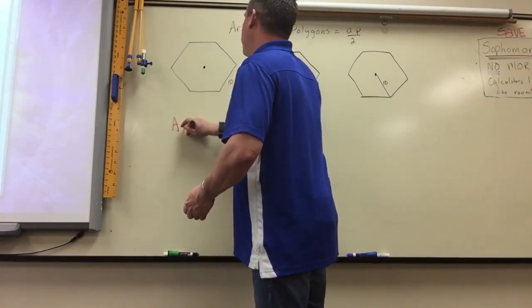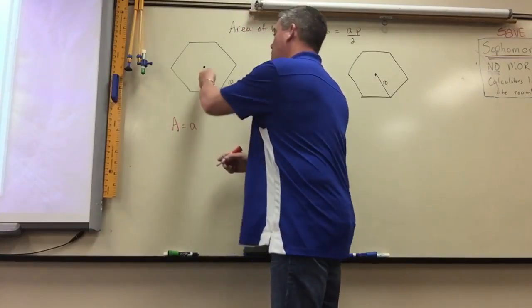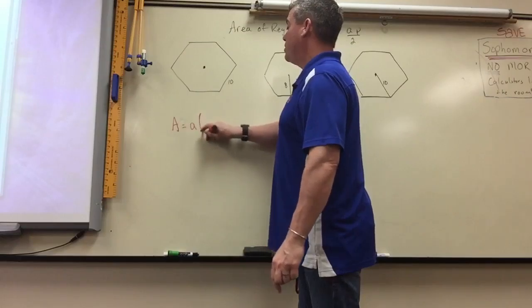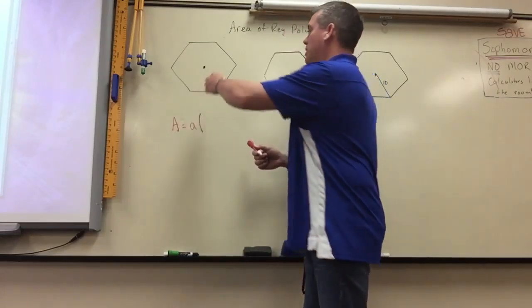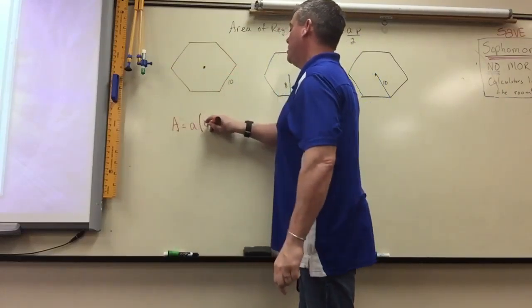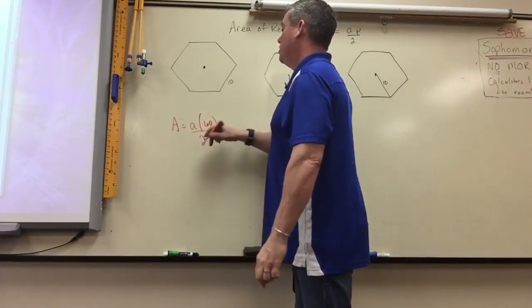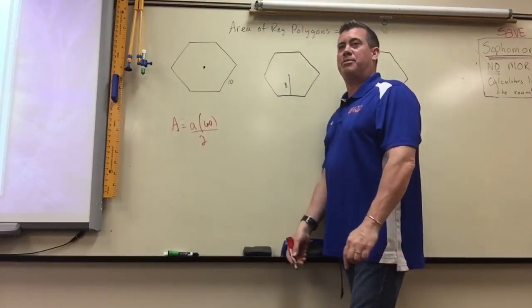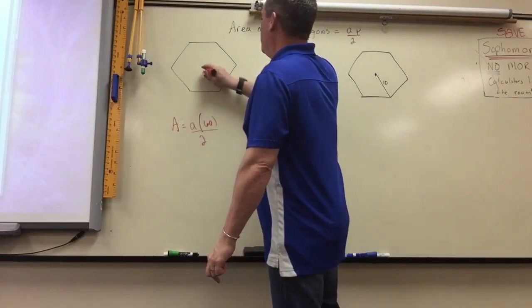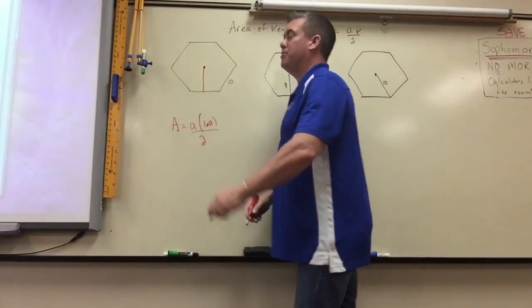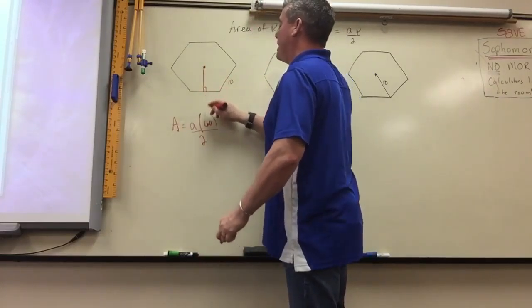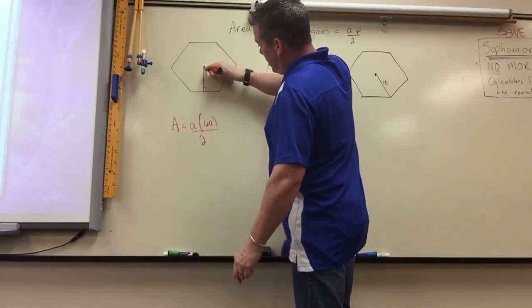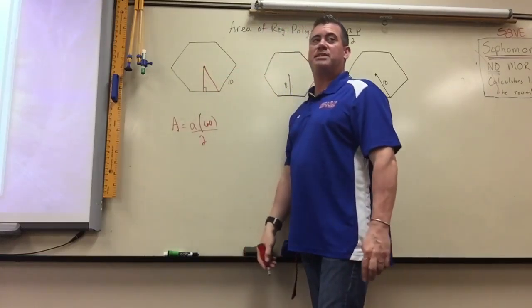To find this area, we have to take the apothem, which we don't know, times the perimeter, which we do know, because if the side is 10, it's 60, divided by 2. So all you have to do is find the apothem and plug it in there. When you draw it in, remember an apothem goes from the center to an edge at a 90. And then if you draw this in, that forms a 30, 60, 90.